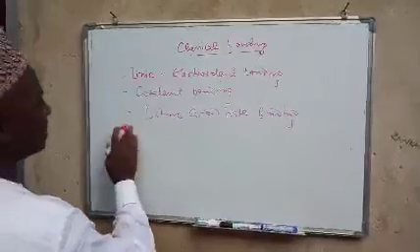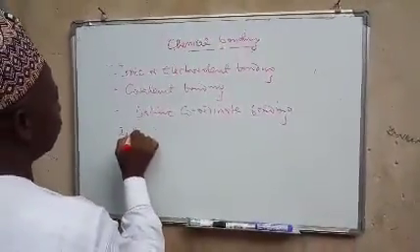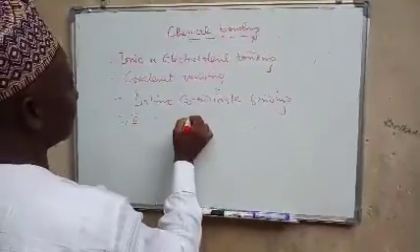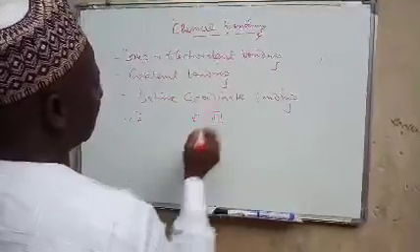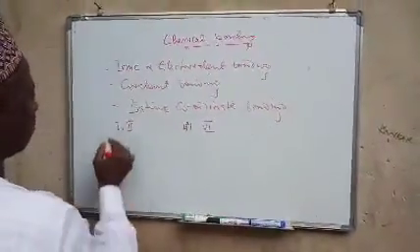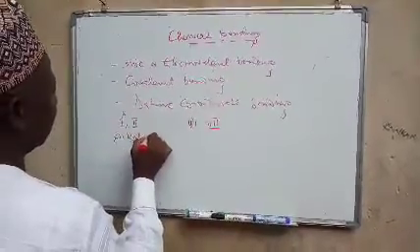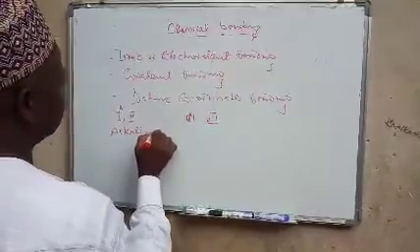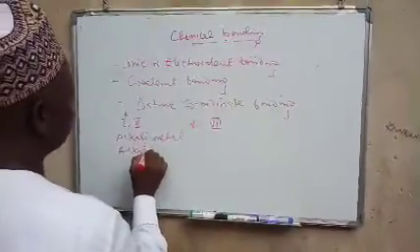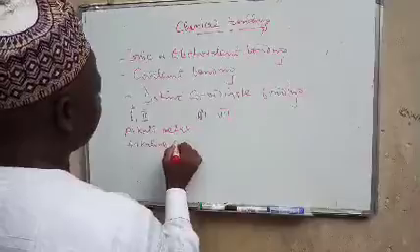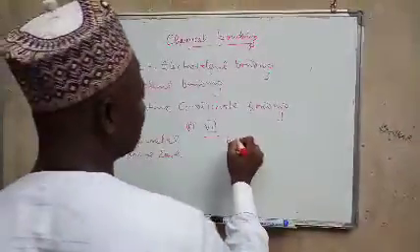This is a bond that exists between majorly group 1, group 2, and group 6 and 7 elements. Group 1, that's the alkali metals. Group 2, which is the alkaline earth metals. Group 7, mainly the halogens.